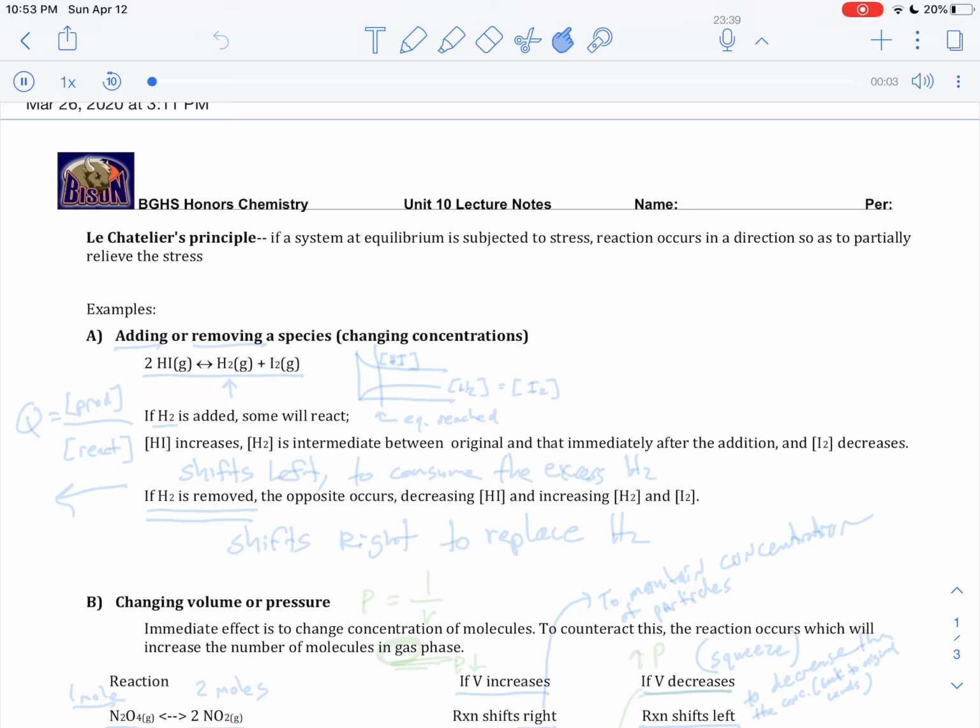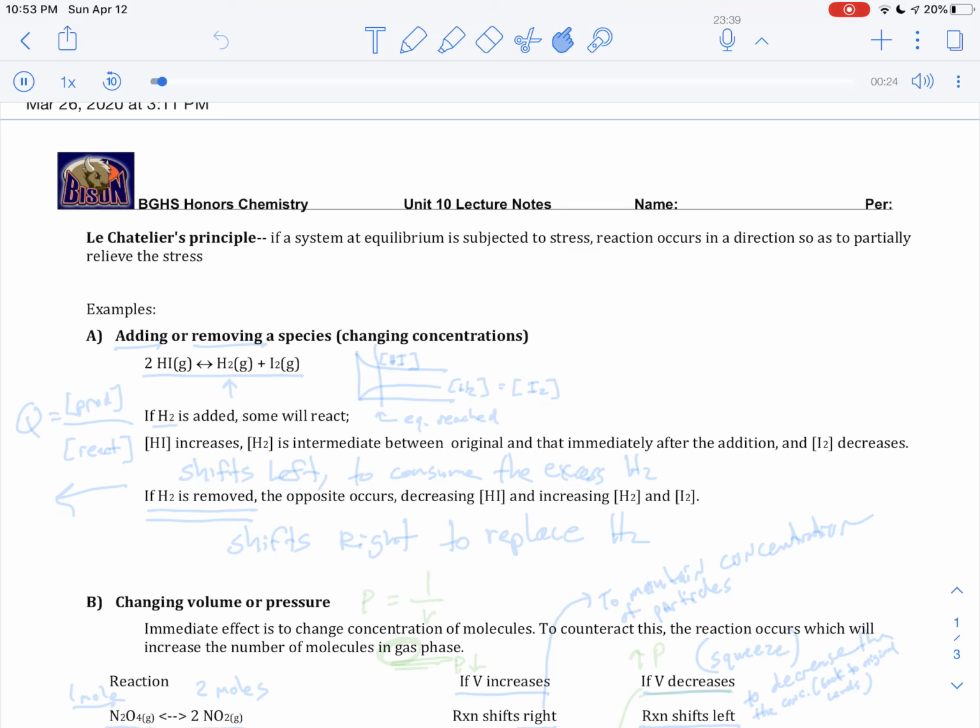Okay, lesson 4 is on Le Chatelier's principle. What Le Chatelier's principle does is explain what happens to an equilibrium reaction when changes are made, assuming the reaction was at equilibrium. So, the best way to explain is just to look at examples.